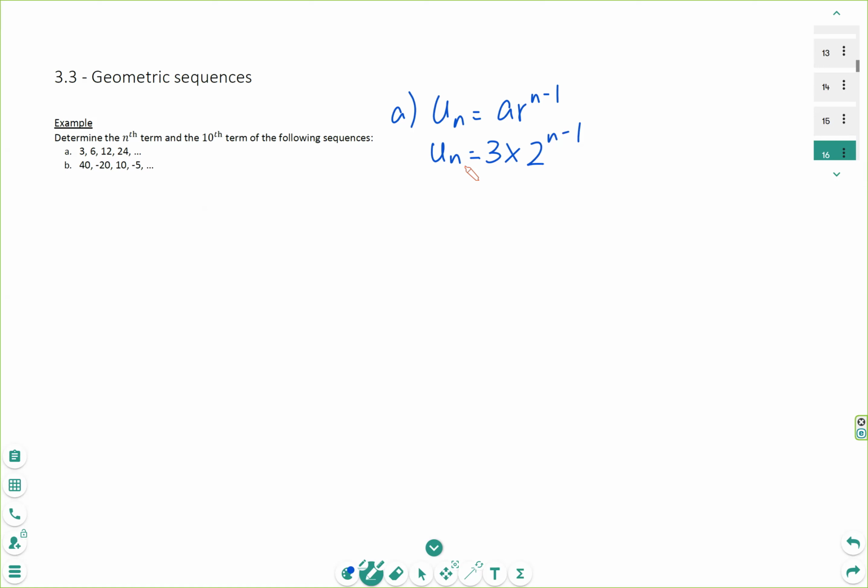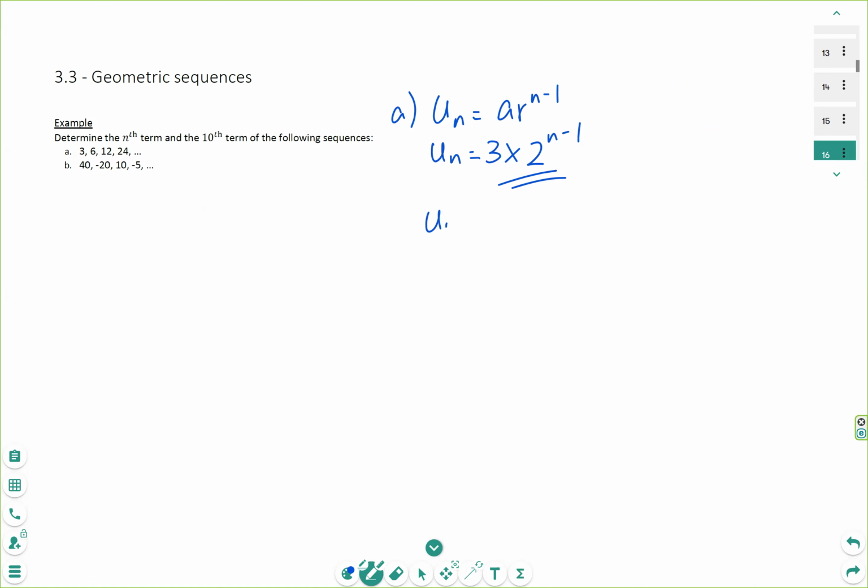Now, can we simplify this? No, we can't because they have different powers. For example, if I ask you x squared times y cubed, can we simplify it into xy to the power of 6? Of course we can't. I know it's tempting to write something like 6 to the power of n minus 1, but we can't do that. So that's the nth term.